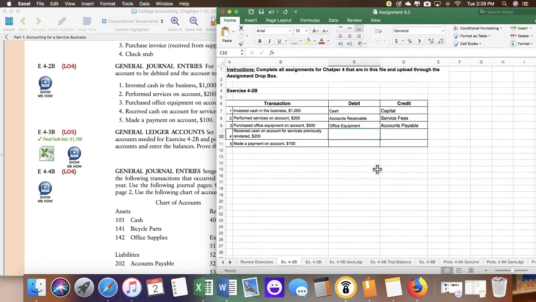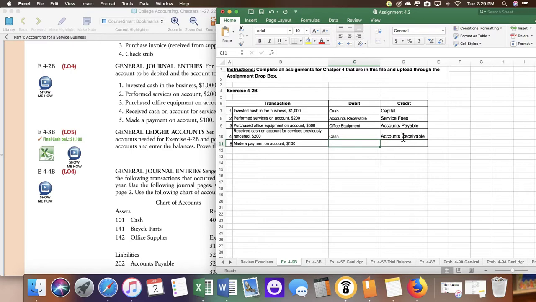The next one is we received cash. So since we received cash, we're going to increase our cash account. And it says for services previously rendered. So this is taking care of transaction 2. So since we increased accounts receivable, now we're going to decrease it to show that our customers have paid us the money.